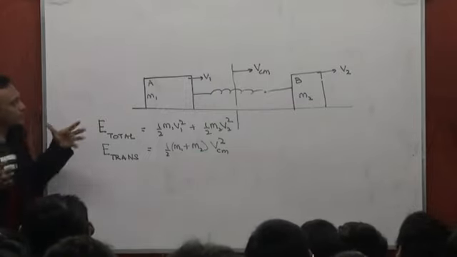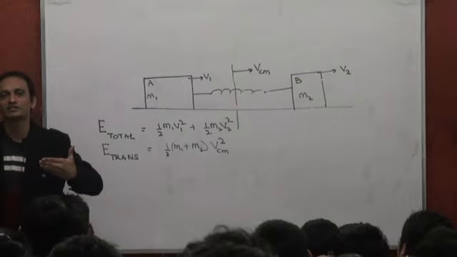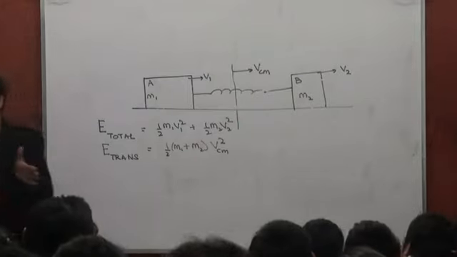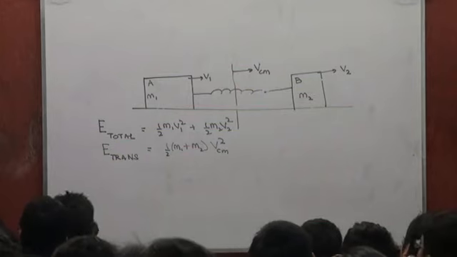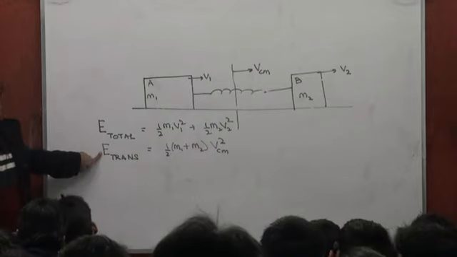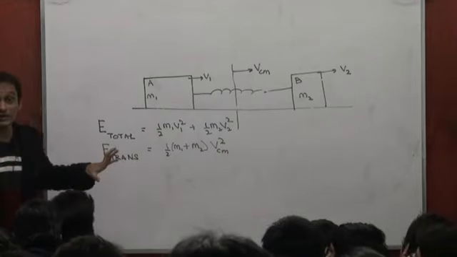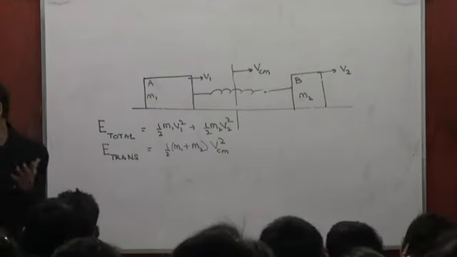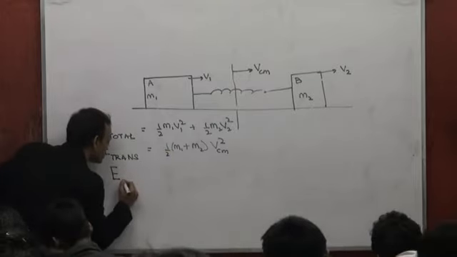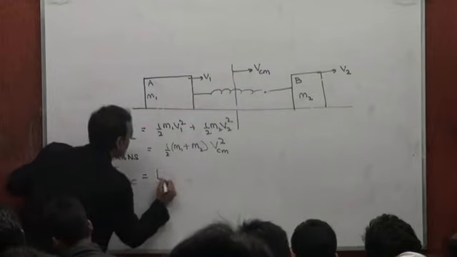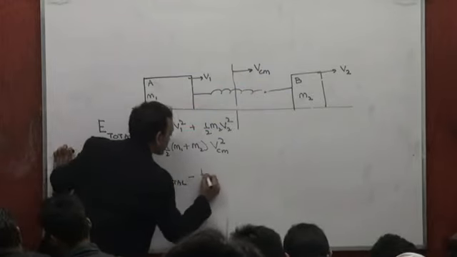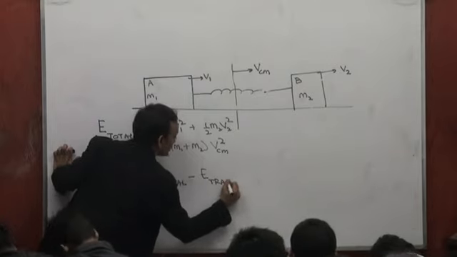That means, after all, in this system, two things are simultaneously occurring: translation and oscillation, that's how it's proceeding, right? This is the total amount of energy of which this is translational. This minus this must be oscillation energy. The total amount of energy in oscillation is going to be E total minus E translational.